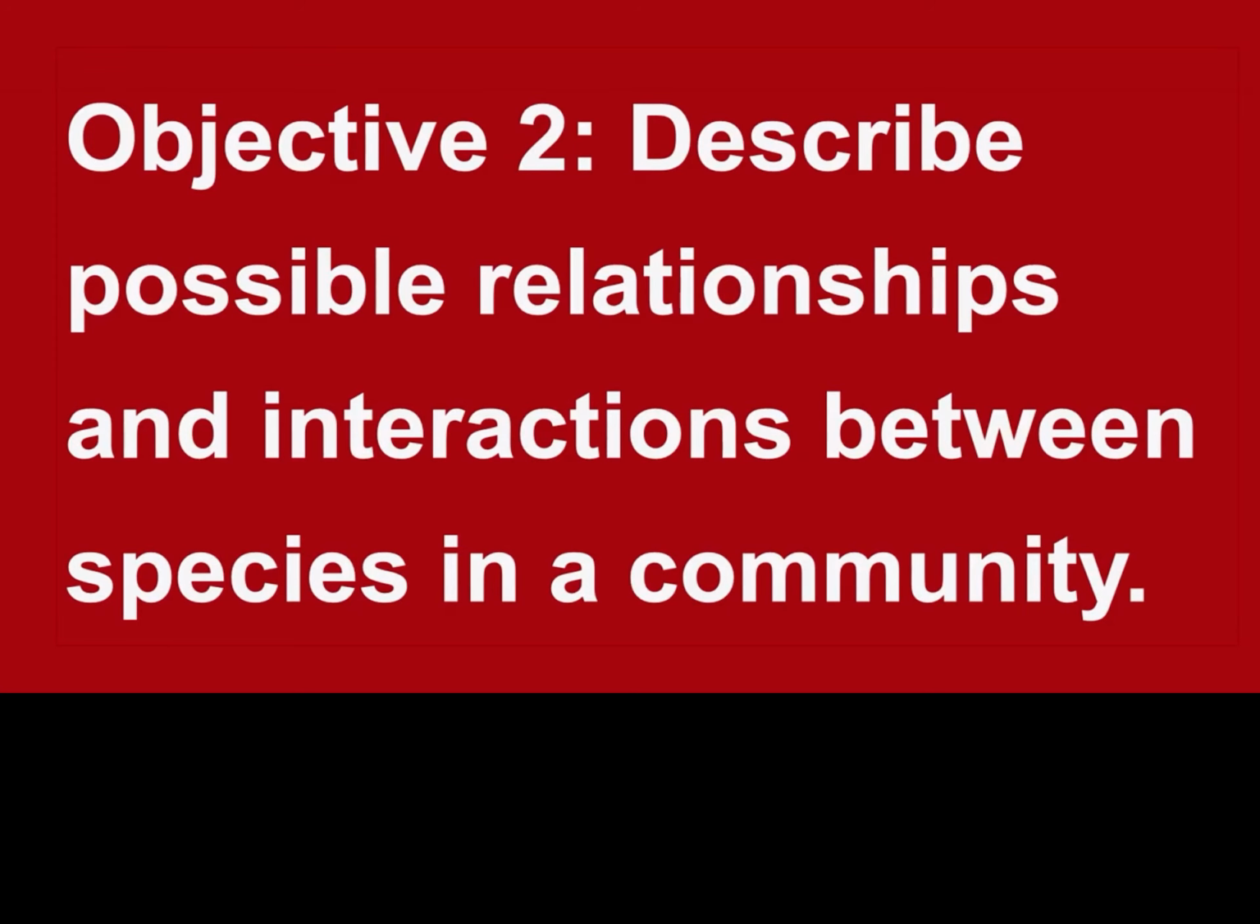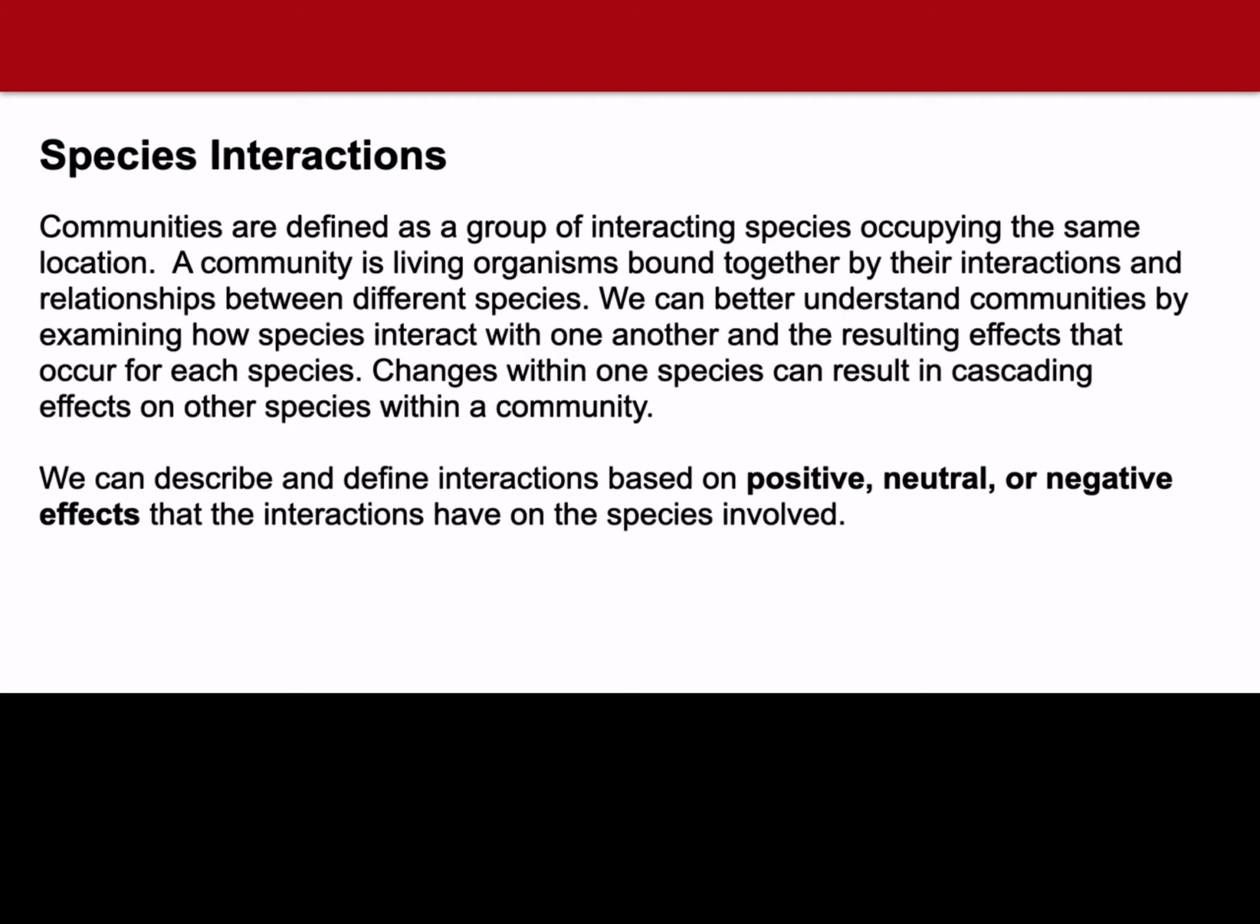Lecture Objective 2. At the end of this lecture, you should be able to describe possible relationships and interactions between different species within a community. Communities are made up of many different species that interact with one another in various ways. For example, a predator such as a wolf and its prey like an elk.